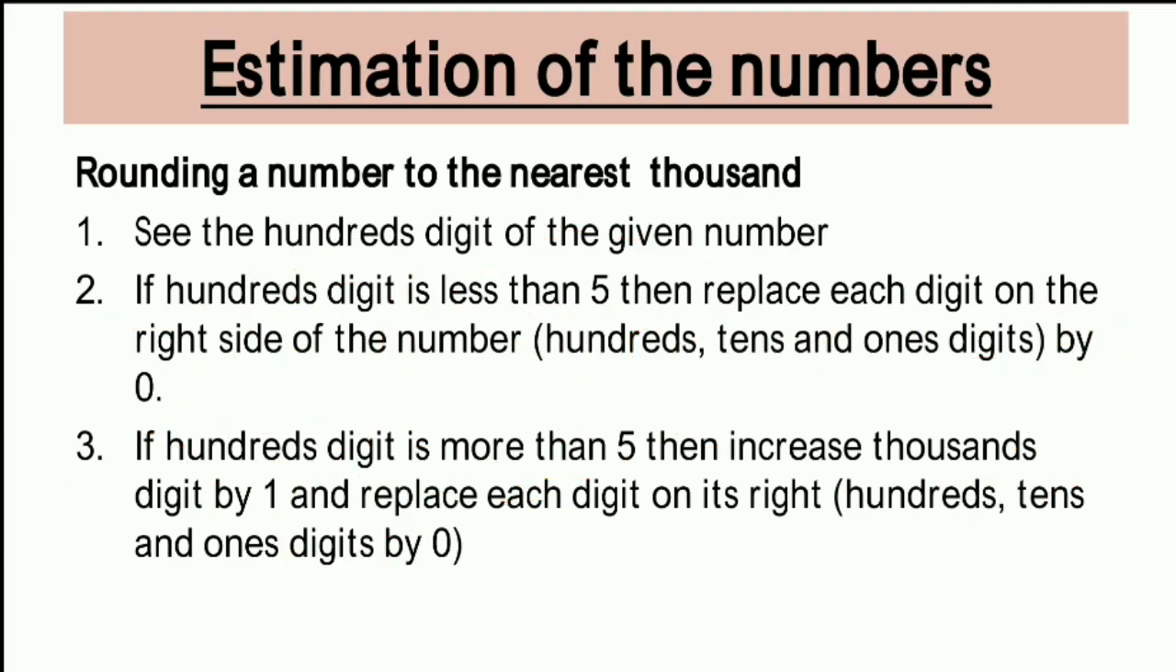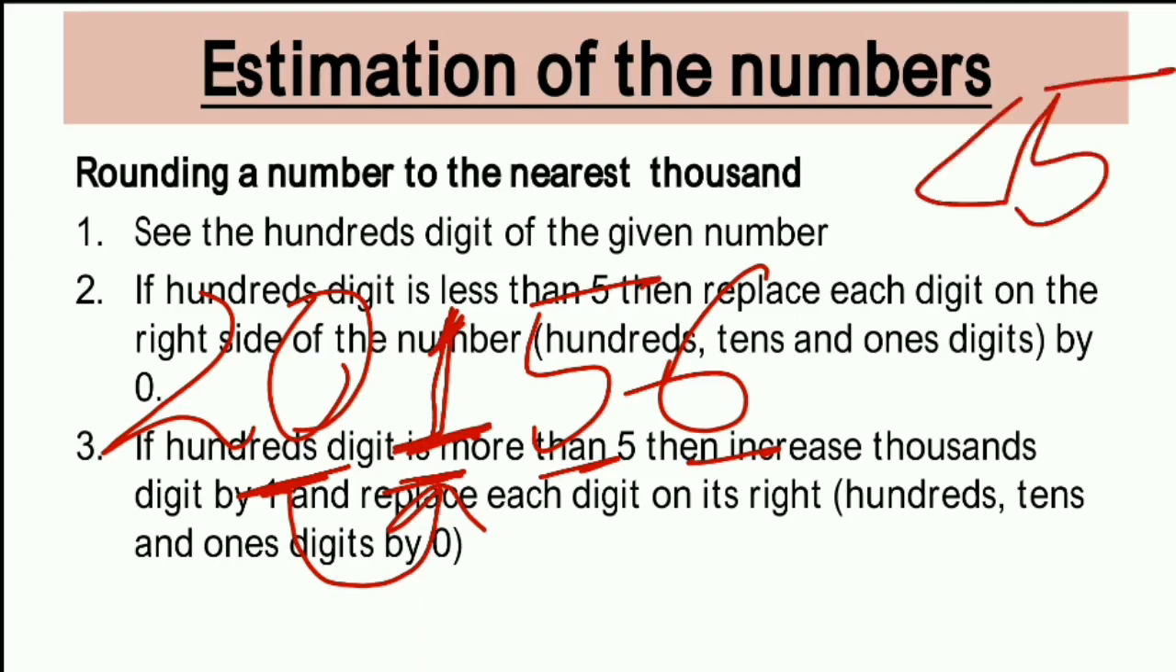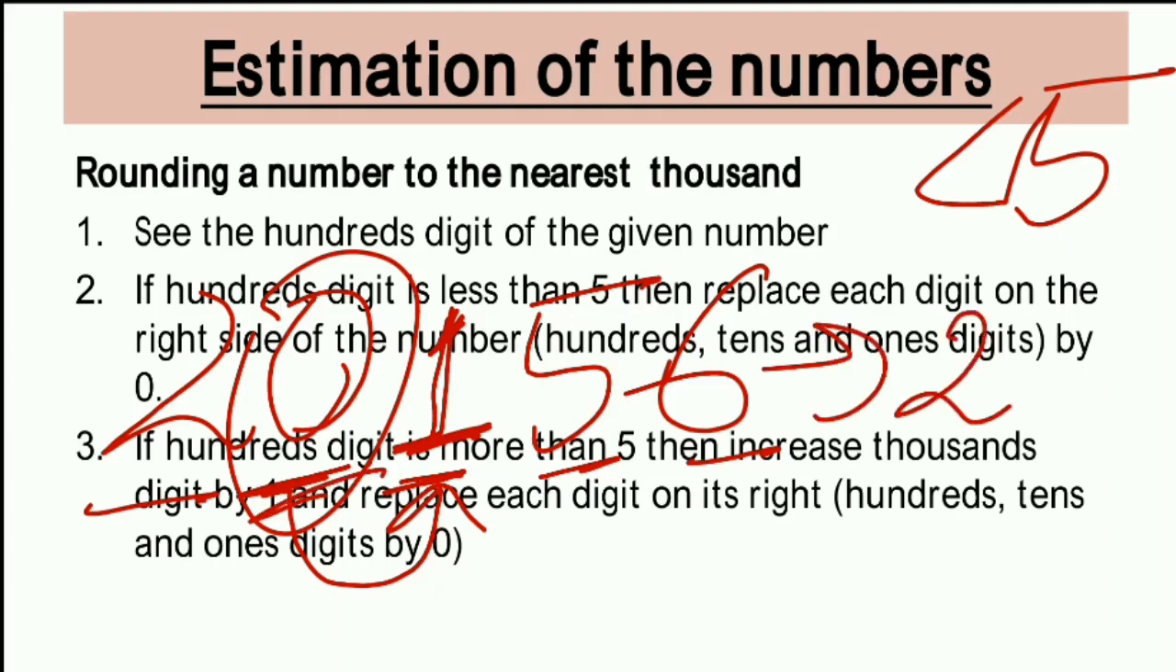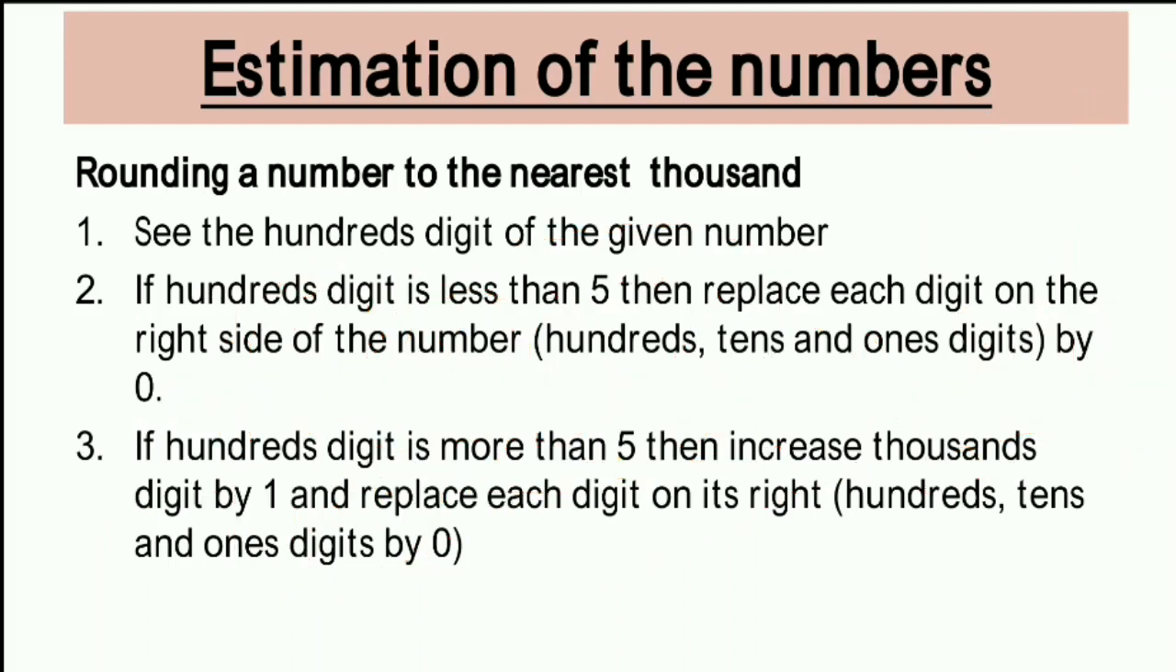Let me take one more example. Suppose 2, 0, 1, 5, 6. You have to round this number to the nearest 1000. Ones, tens, hundreds, thousands. This is the thousands place, and just before that is the hundreds digit. We see what its value is. It is 1, which is less than 5, so nothing will be added, and it will be written as it is: 2, 0. Then 0, and after that whatever digits are there will be replaced by 0. So 20,000 is the estimated value of this number when we round it to the nearest 1000. I hope you have understood, and all of you should read these rules also.